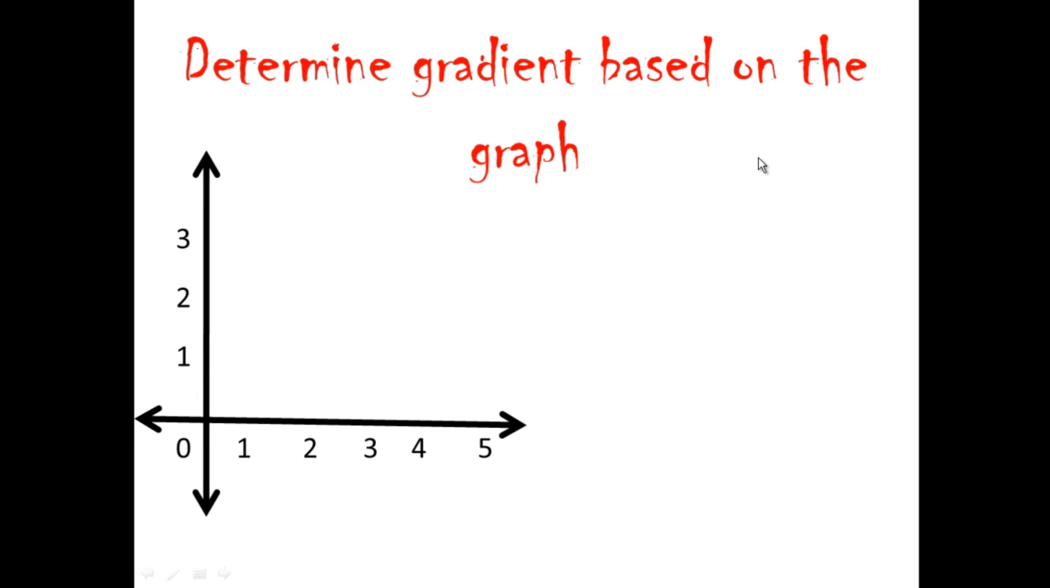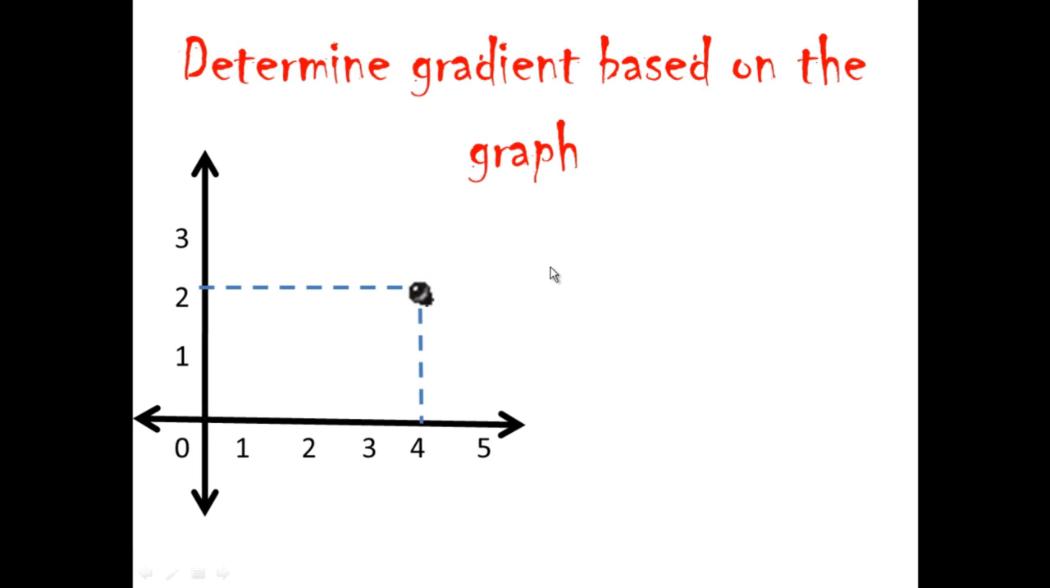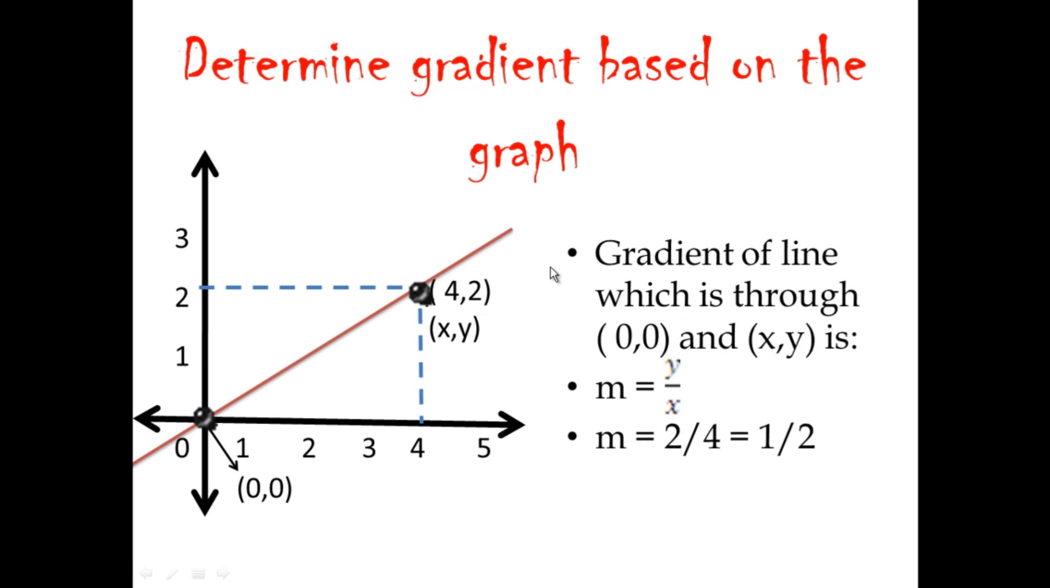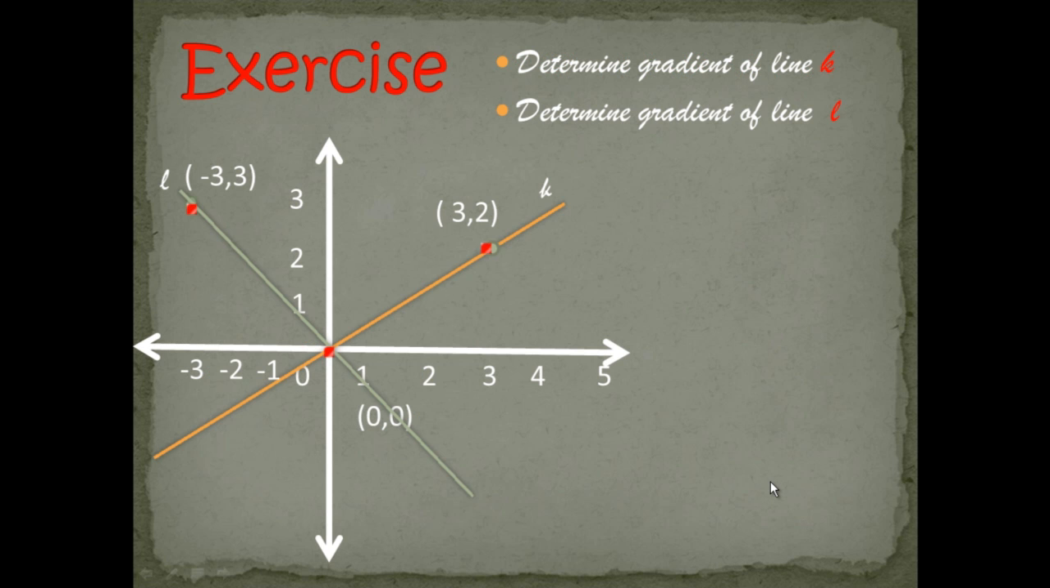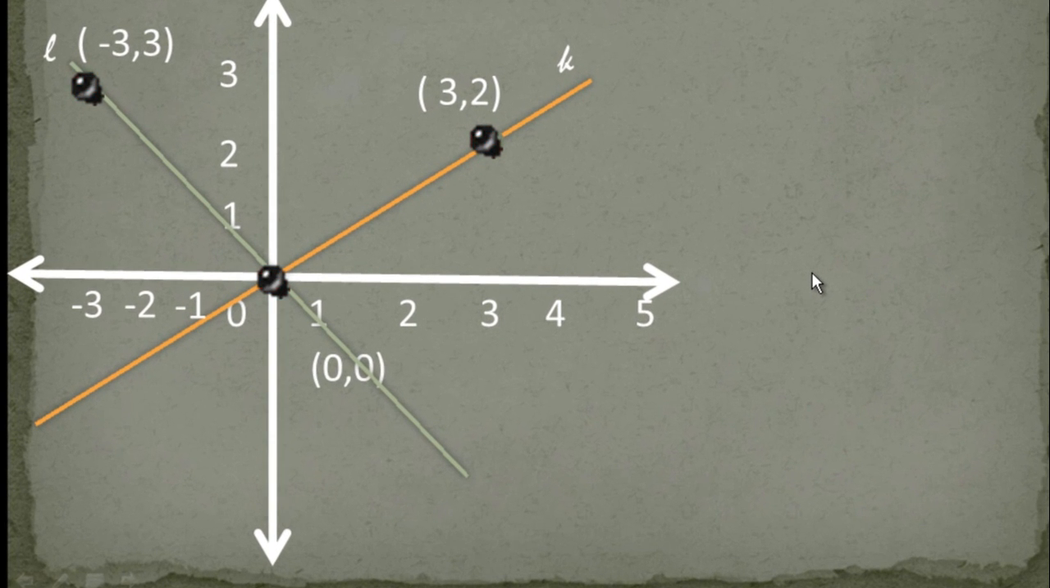Look at the picture. We can determine gradient based on the graph. The gradient is 2 minus 0 divided by 4 minus 0, so the answer is a half. Please determine gradient of line K and then determine gradient of line L, student.